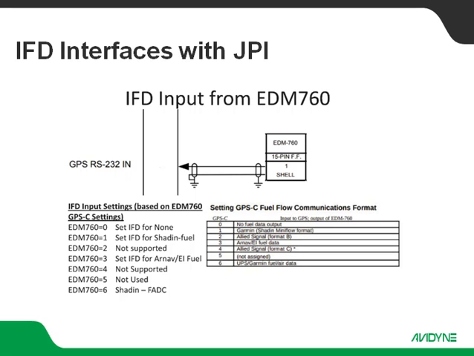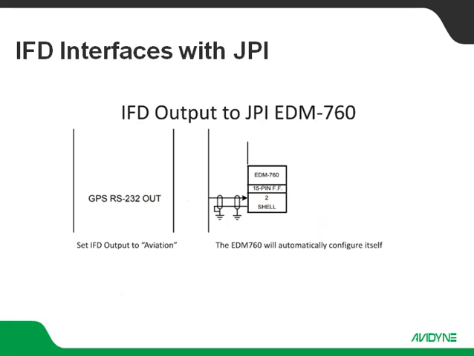And then we've got the other side of this interface where the IFD will be providing aviation data out to the EDM760. There is no configuration on the EDM760 for this. It's either configured to accept GPS or not. As long as it's configured to accept GPS, it's expecting that aviation data coming in, so no need to worry about a configuration on that end of things.